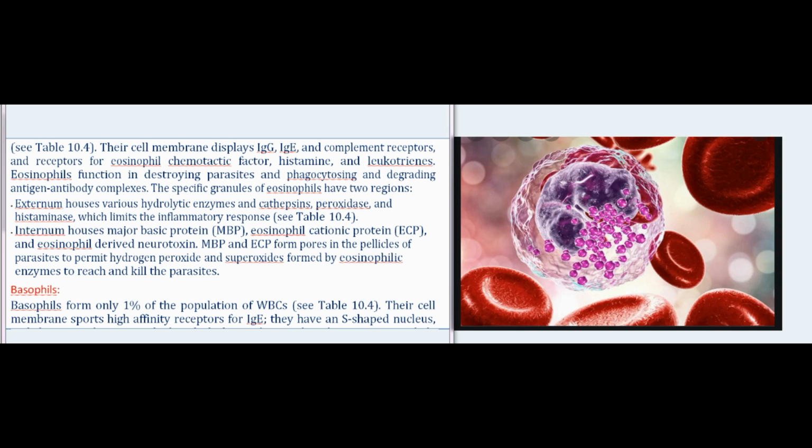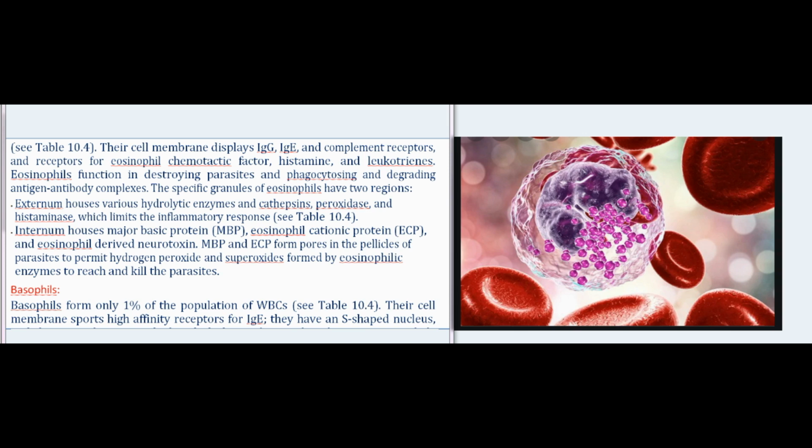Their cell membrane displays IgG, IgE, and complement receptors, and receptors for eosinophil chemotactic factor, histamine, and leukotrienes. Eosinophils function in destroying parasites and phagocytosing and degrading antigen-antibody complexes. The specific granules of eosinophils have two regions. Externum houses various hydrolytic enzymes and cathepsins, peroxidase, and histaminase, which limits the inflammatory response, see Table 10.4. Internum houses major basic protein, MBP, eosinophil cationic protein, ECP, and eosinophil-derived neurotoxin. MBP and ECP form pores in the pellicles of parasites to permit hydrogen peroxide and superoxides formed by eosinophilic enzymes to reach and kill the parasites.